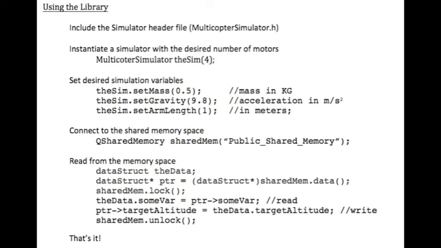Finally, an example of how to read from and write to the shared memory is shown. It's up to the user to decide how to utilize the data the simulation provides in the shared memory space. There, you will find everything from throttle positions to pitch and roll values to current and target X and Y values, among much more.